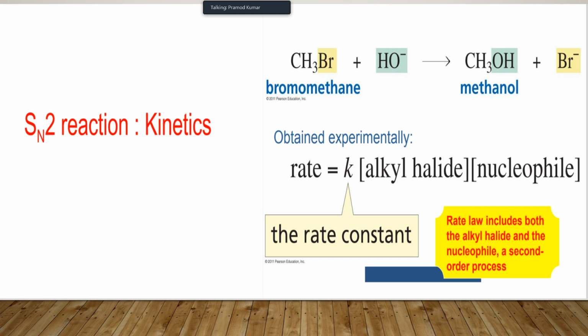Now let's go for the kinetics. Since SN2 is a substitution nucleophilic bimolecular reaction, it depends upon the concentration of both the substrate as well as the nucleophile. Here the substrate is the alkyl halide. So the rate law says that the rate of the reaction depends upon both the alkyl halide and the nucleophile, and it is a second order reaction.